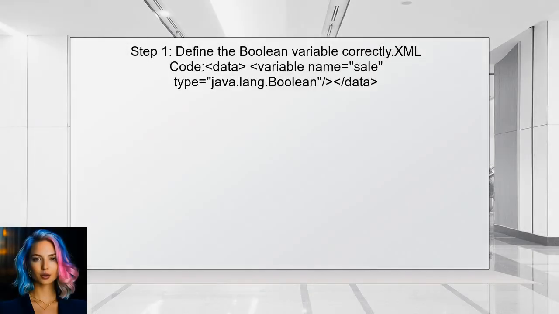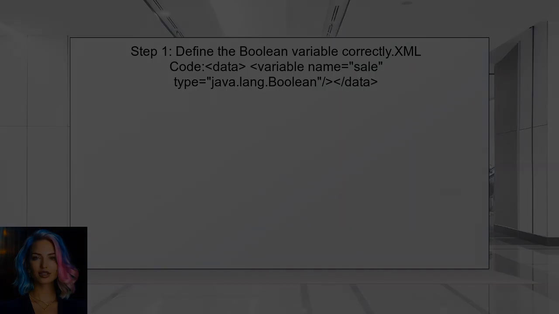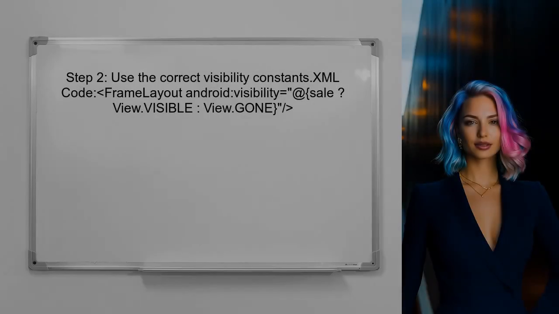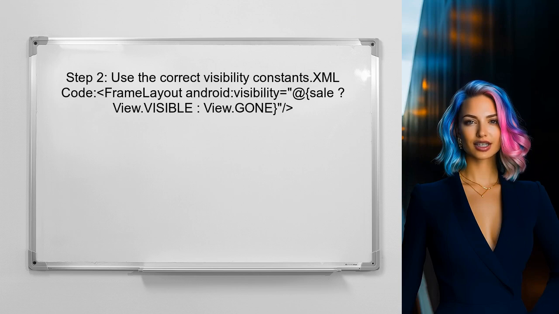To set the visibility of a view using data binding, the user should first ensure that the variable defined in the XML file is of the correct type. In this case, the user has defined a Boolean variable named sale. Next, the user needs to use the correct syntax for setting the visibility of the view. Instead of using visible and gone directly, the user should use the constants provided by the Android framework.